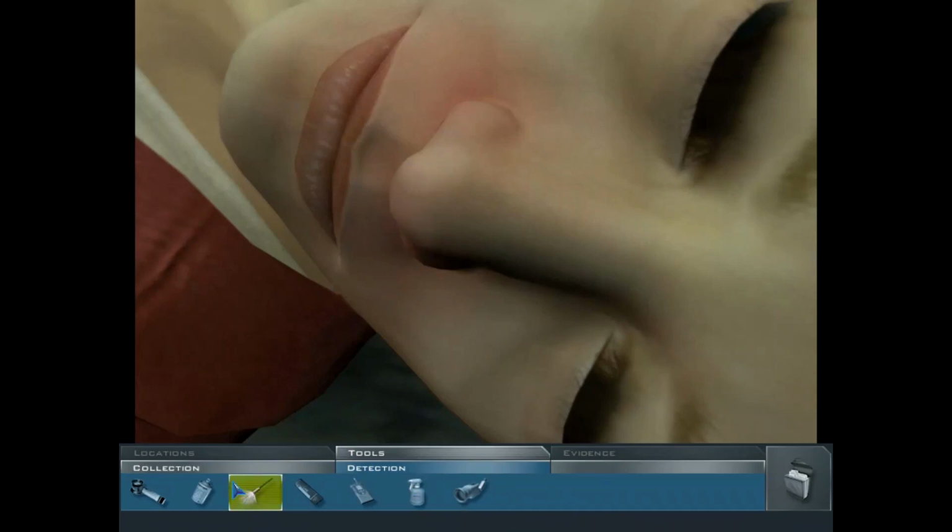There's no prints here. There's nothing special there.